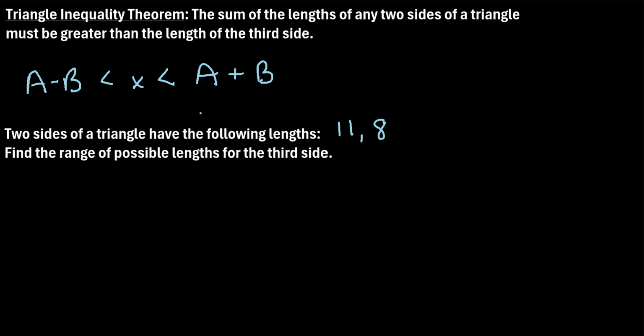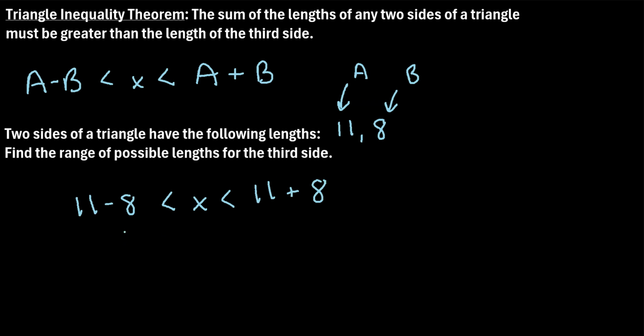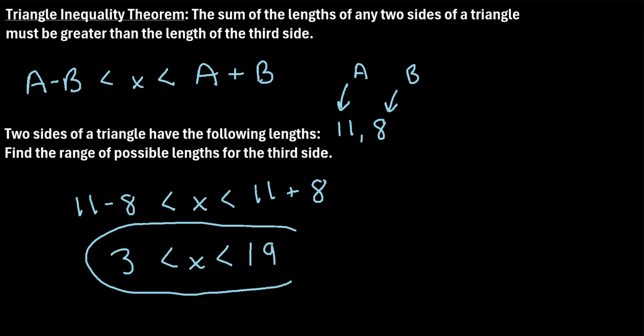All right, let's try another example. Let's say two sides of a triangle have the following lengths, 11 and 8. Let's find the range of possible lengths for the third side. So again, if we call the larger side A and the smaller side B, we can plug these two values into this formula. So we'll say A minus B, so 11 minus 8 is less than x, which is less than A plus B, so 11 plus 8. So we get 11 minus 8 is 3, is less than x, which is less than 11 plus 8, that's 19. So x can be between 3 and 19, but not including 3 and 19.